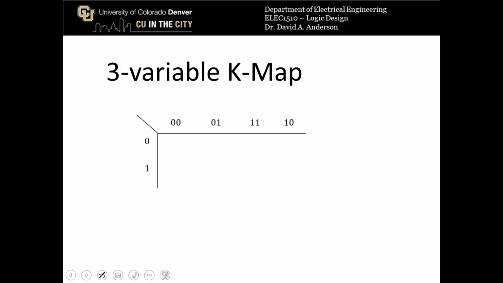Okay, so two variable k-maps you're not going to see very often because those are very easy to simplify algebraically. A three variable k-map is going to be much more common. Let's just say that the three variables that we use here are x, y, and z. So this could be a function of x, y, and z represented in this k-map. So now all of the 8 possible minterms can be represented in this k-map.